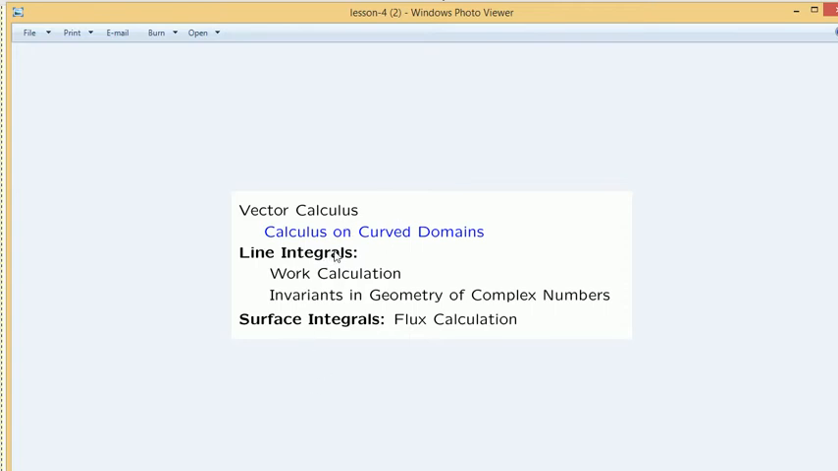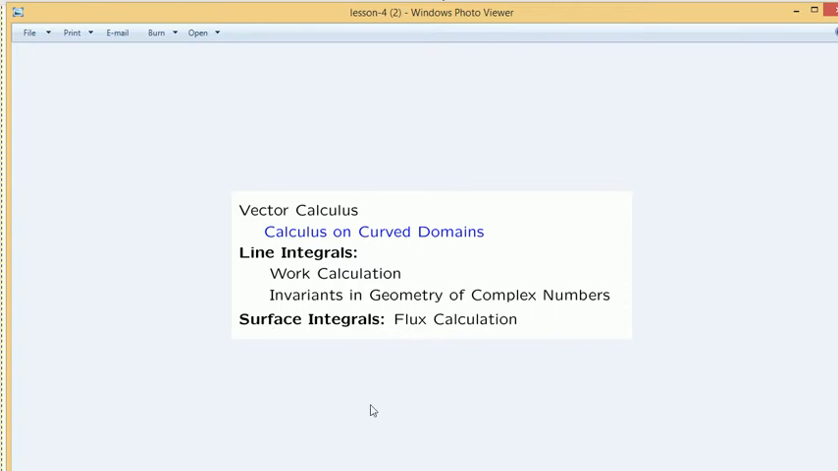The main motivation of line integrals is a physics problem, work calculation, and in geometry, some important invariants in the geometry of complex numbers. That's how it started. Complex numbers are actually two-dimensional, with an imaginary axis and a real axis. Doing geometry in that, they discovered this invariant, line integral invariance. That probably motivated the definition of work calculation in physics as well.